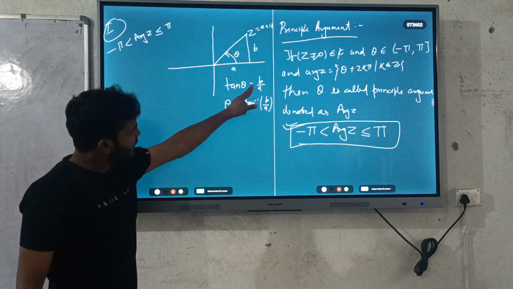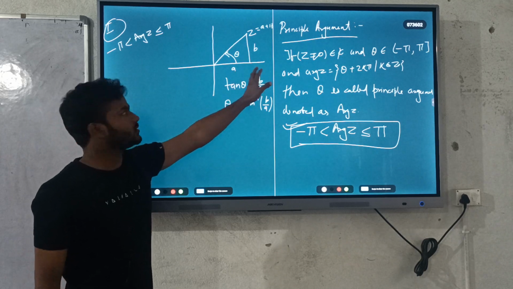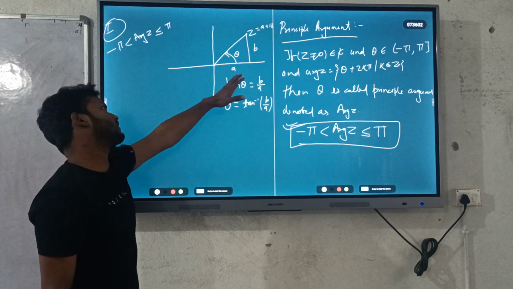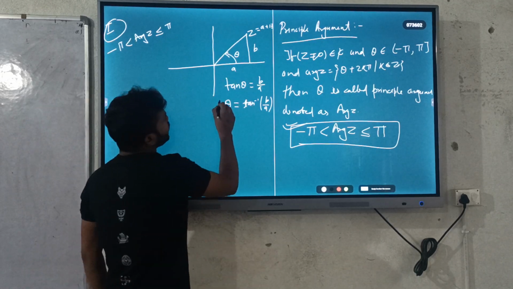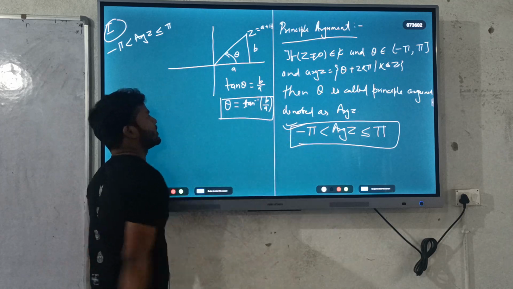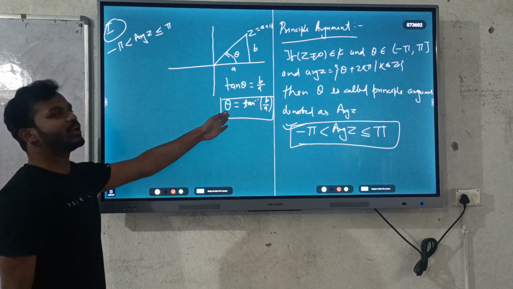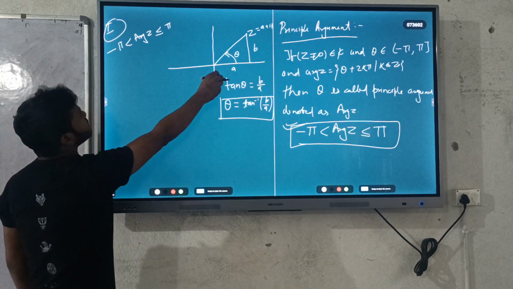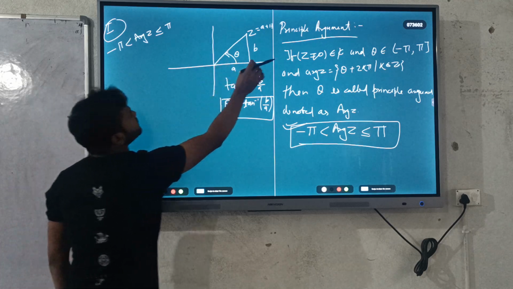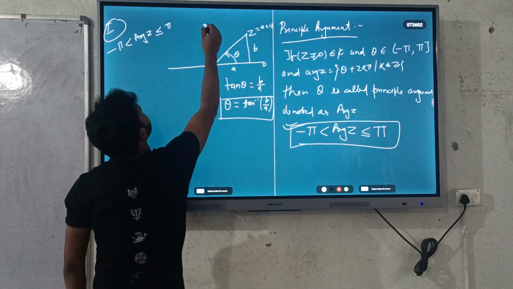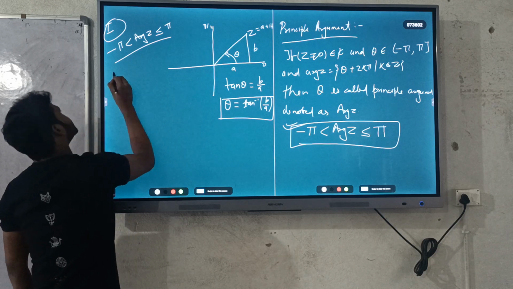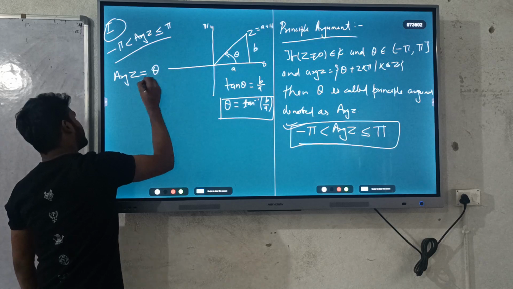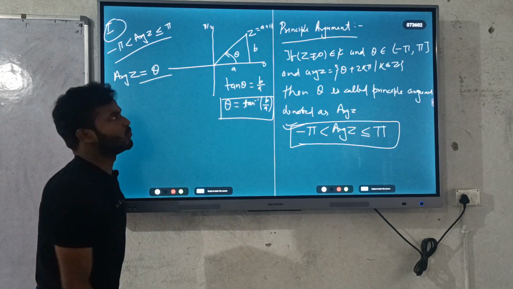Remember, here b and a represent lengths. We don't consider the minus or negative sign when we are taking the length. So the value of theta we get is tan inverse b by a, and that is the value of the argument. So in the first case, when z lies in the first quadrant, theta lies between 0 to pi by 2, so that lies in the interval. So simply the argument value of z is the value of theta that we get by this formula.